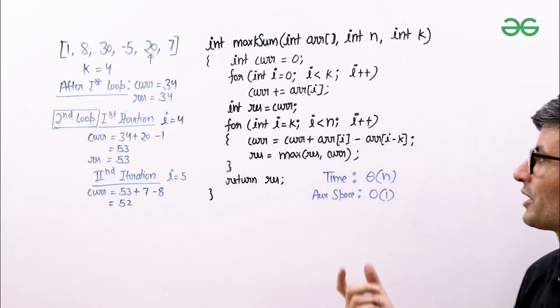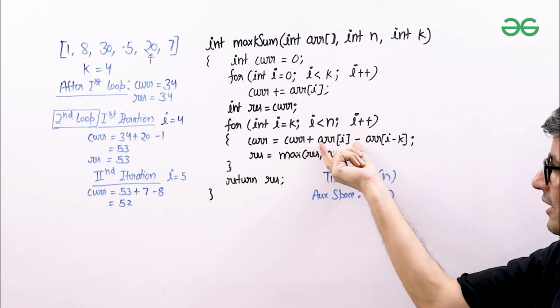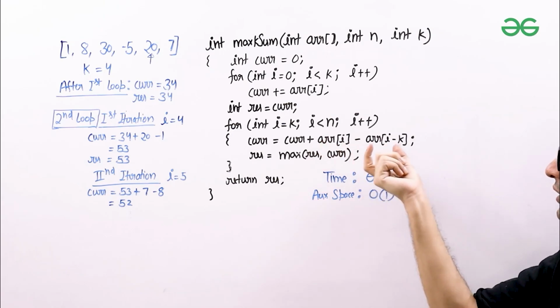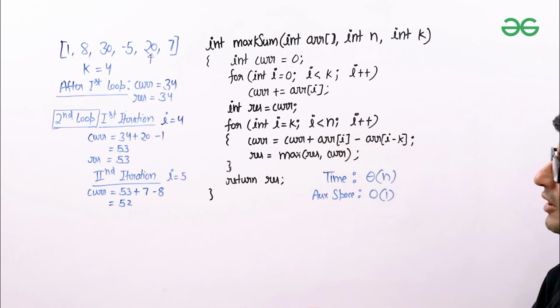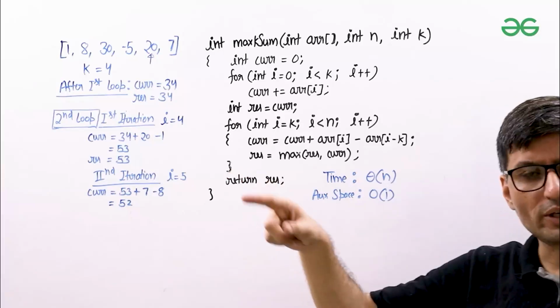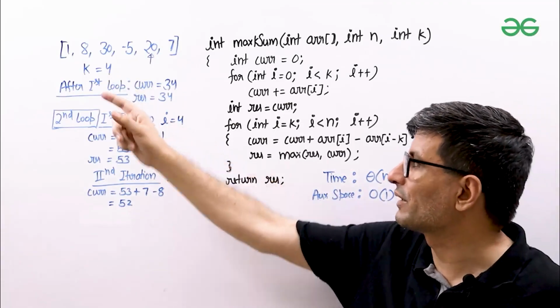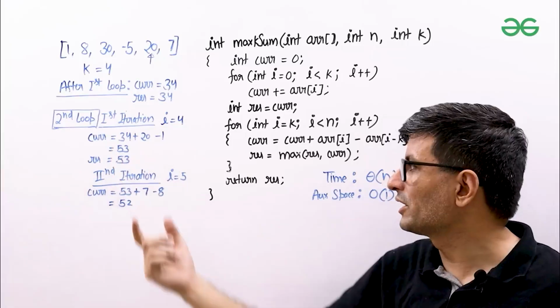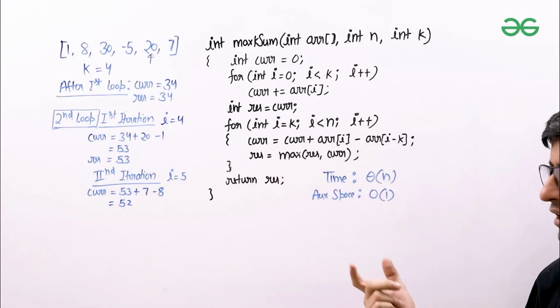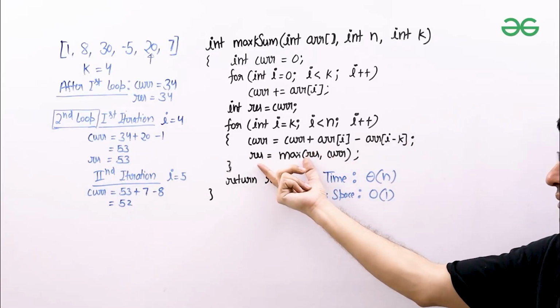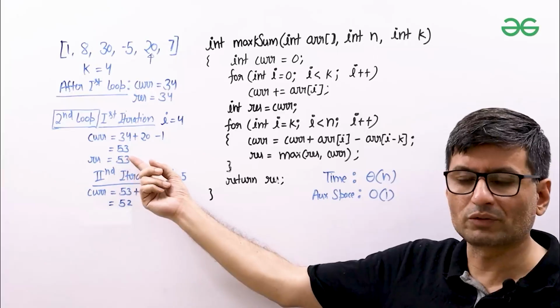And how do we compute the sum of this window? We add the last item of the current window and we remove the first item of the current window. So when i is 4, the first item is going to be i minus k, 4 minus 4, 0, right? So we remove arr[0], which is 1. So that's how we get this sum 53. Then we compare if it is more than result. It is actually more than result, so we update result to 53.